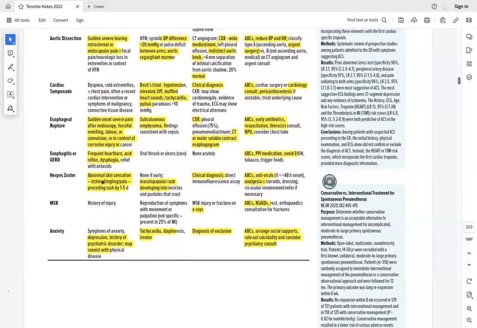Herpes zoster, there will be a pain and maculopapular rash. Okay, what is it? Just a clinical diagnosis. ABCs, antiviral, analgesia.